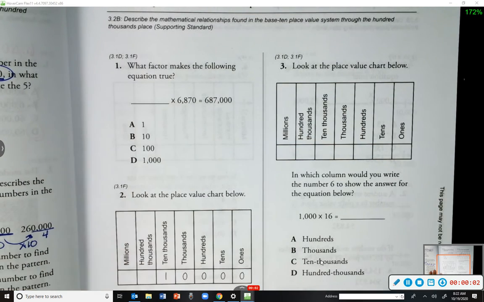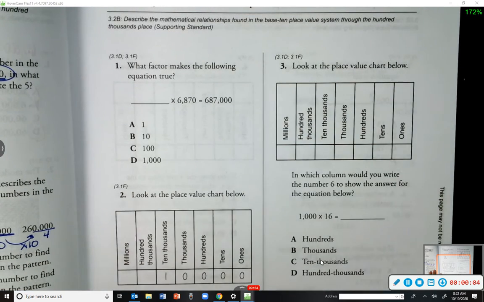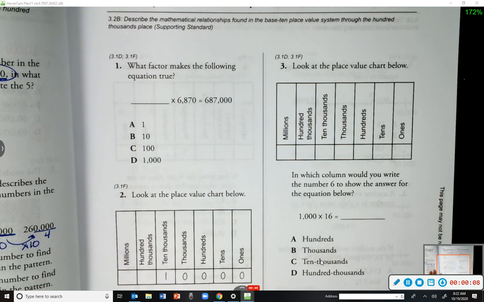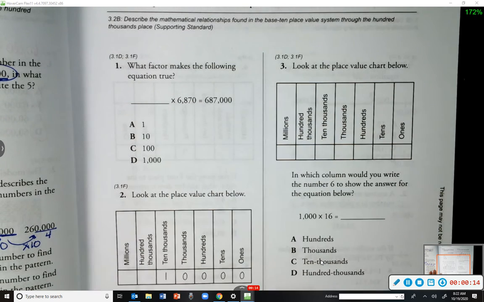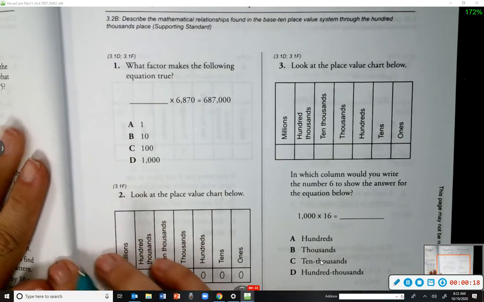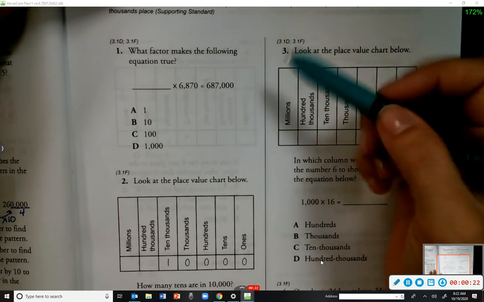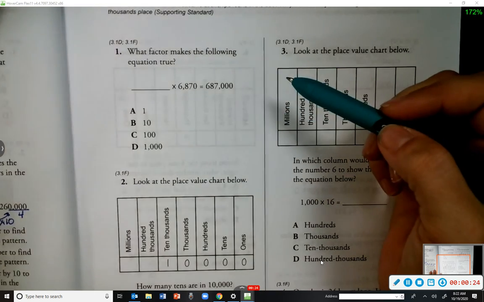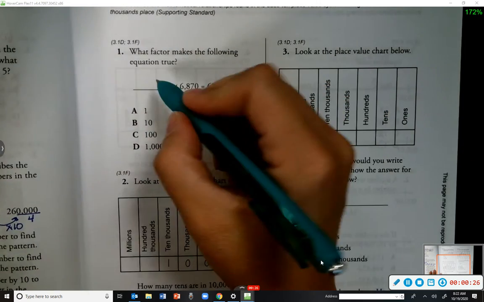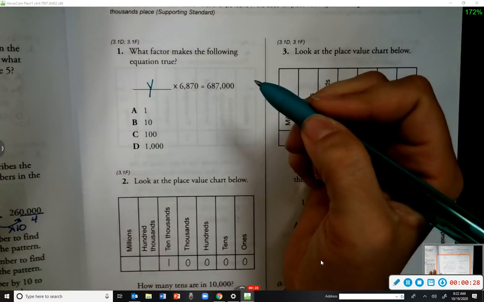Okay, good morning class. We are going to check our warm-up. It was Star Master page 11. Starting with number 1, it says, what factor makes the following equation true? Okay, we haven't talked about this, so it's good that you are following along and paying attention as we go over these answers. So, number 1, you're trying to find this missing factor right here.